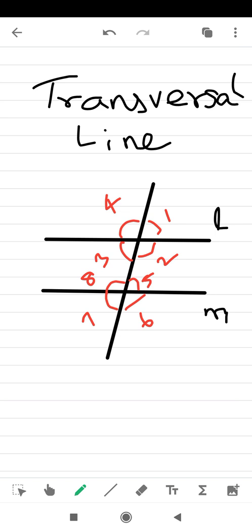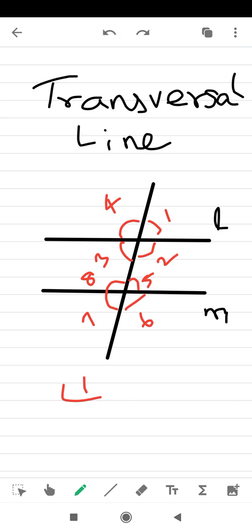Angle 1 and angle 4 are called a linear pair. Angle 1 and angle 2 are a linear pair. Angle 2 and angle 3 are a linear pair. Angle 3 and angle 4 are a linear pair. What is a linear pair? It is nothing but a straight angle, a total of 180 degrees. Today our concentration is on all the angles.